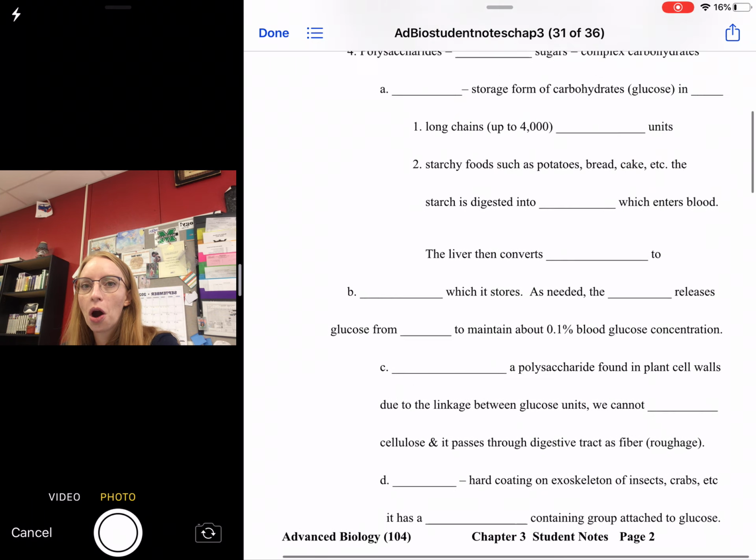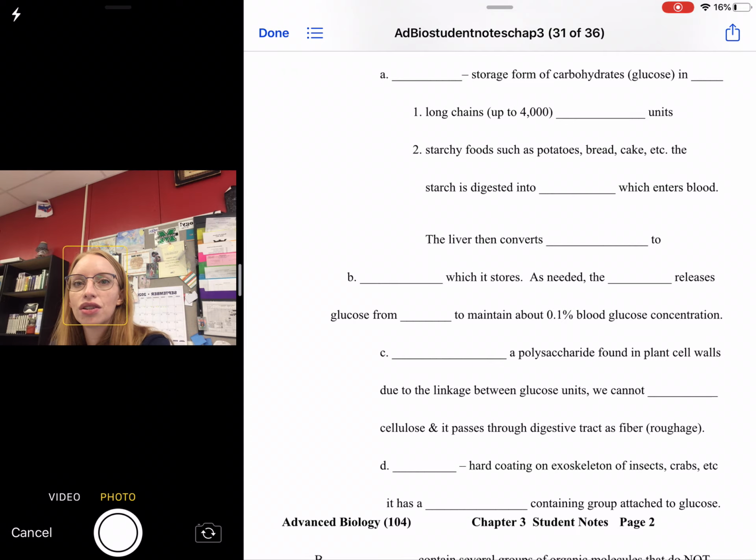So that wraps up your carbohydrates notes. Do the next section for the lipids.